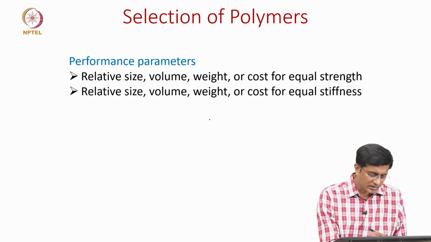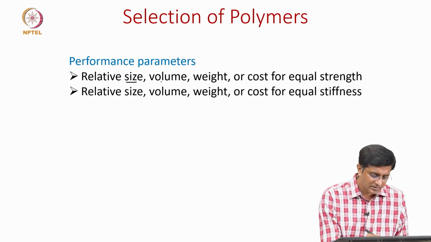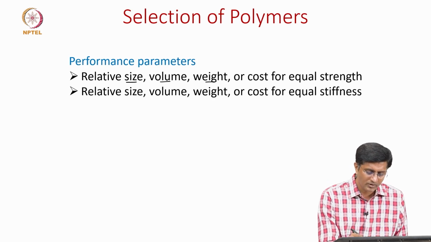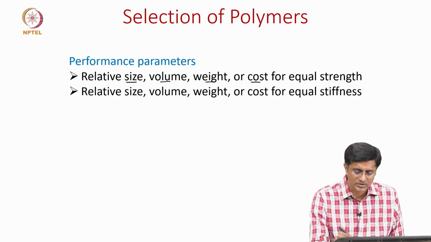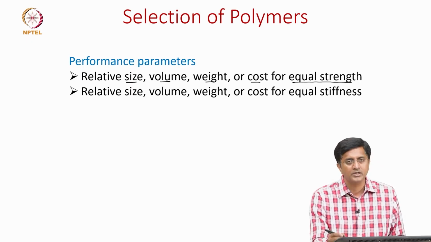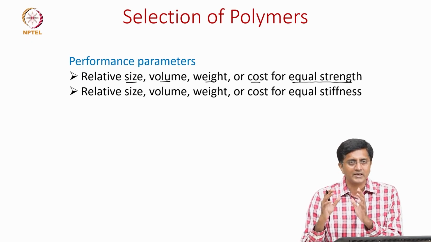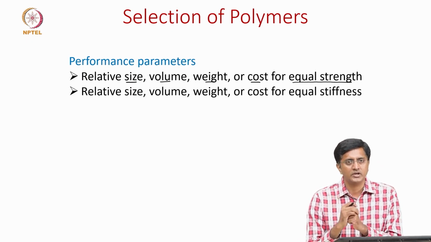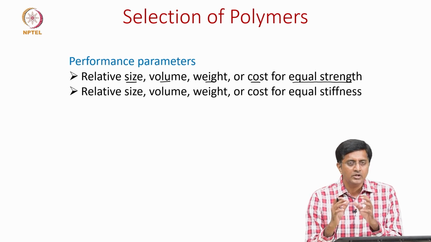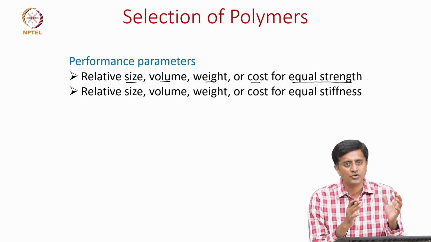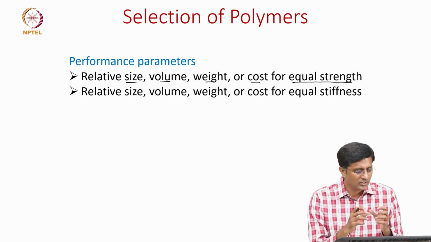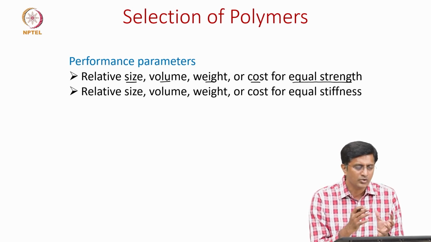We are looking at the relative size, volume, weight or cost for equal strength. So, let us say we want a target strength to be met for this particular application, then we see, given these 3 or 5 options of polymers, which of these will give us the least cost or the least weight or the least volume or the optimum size.